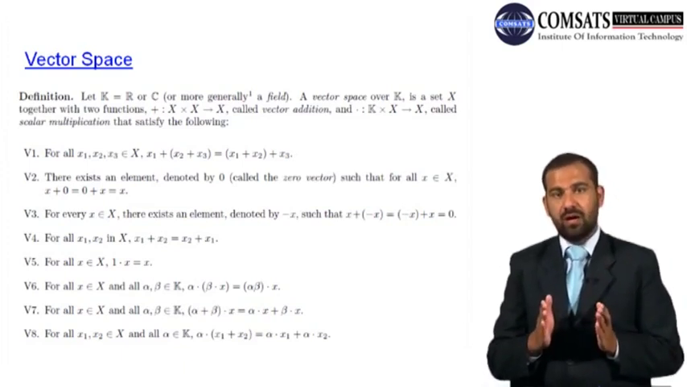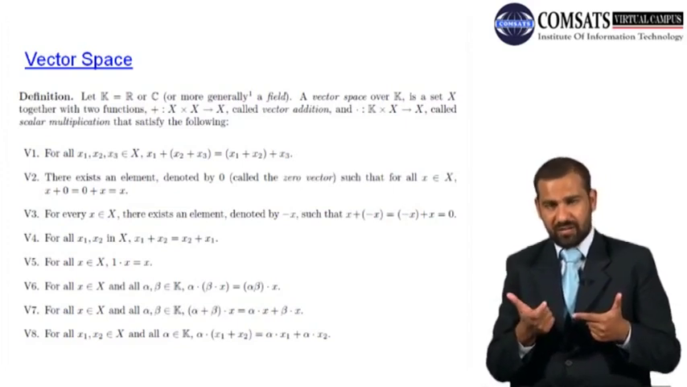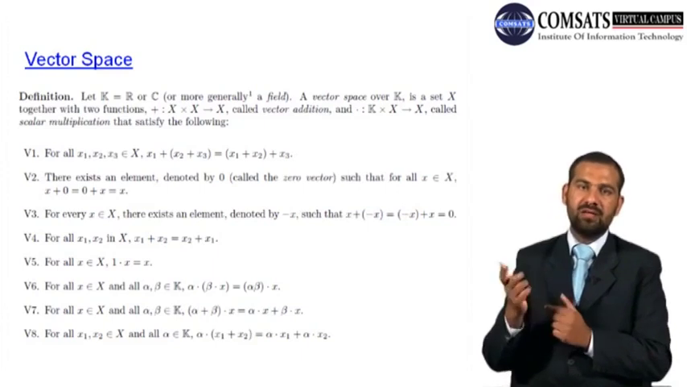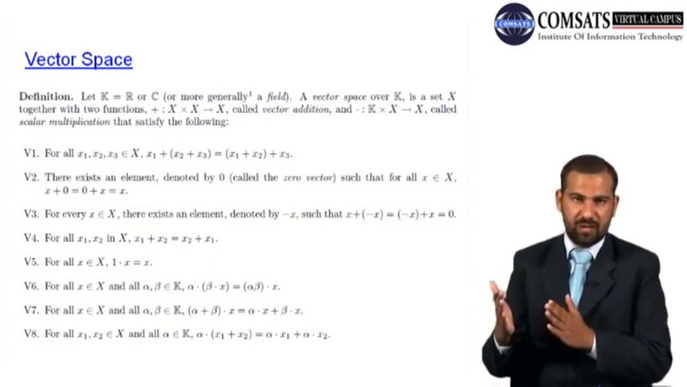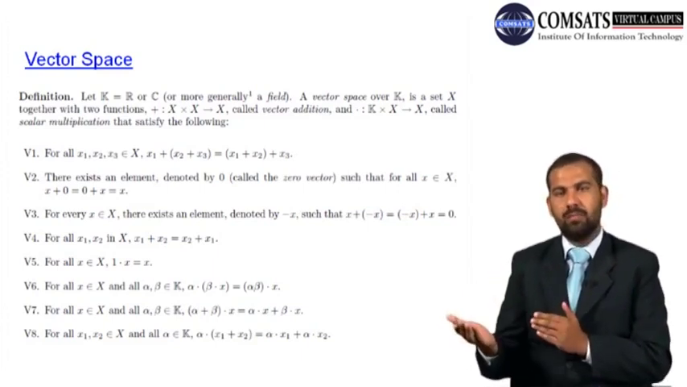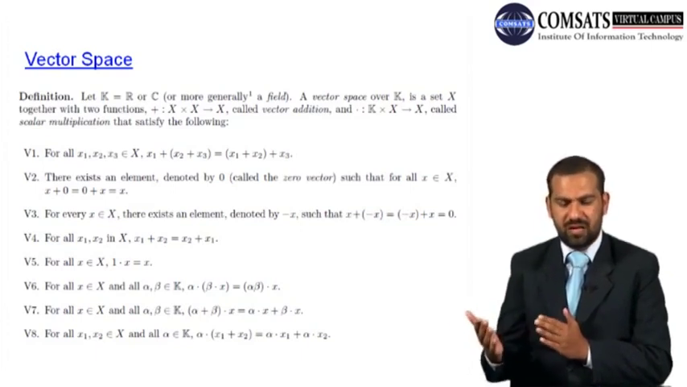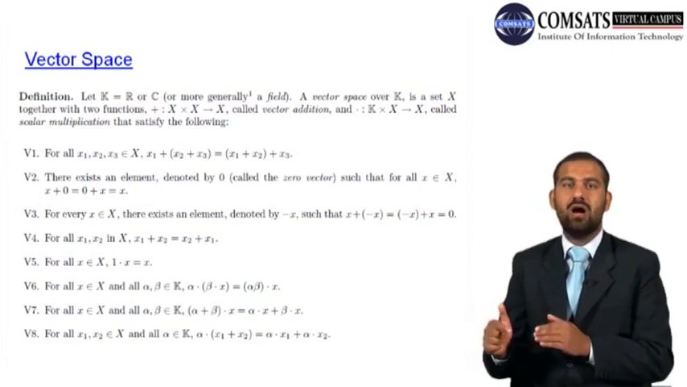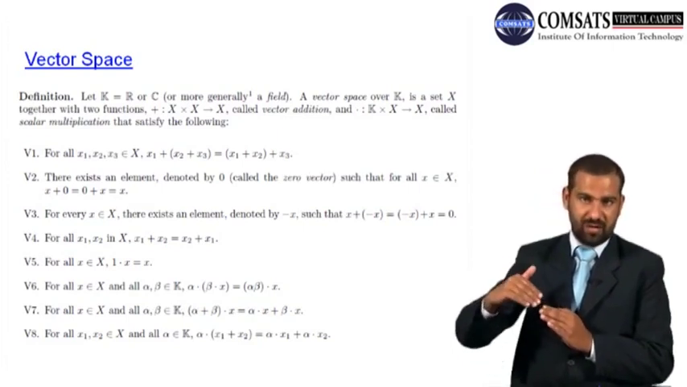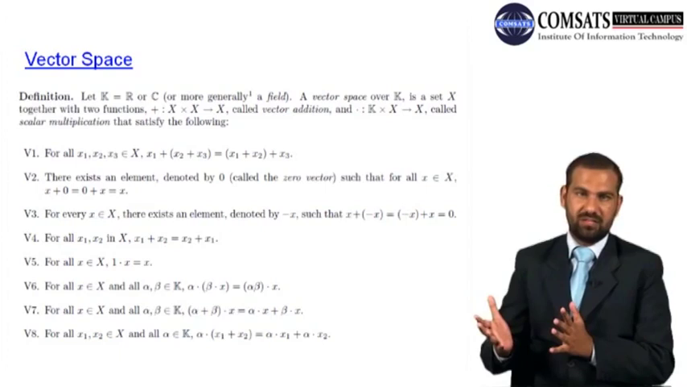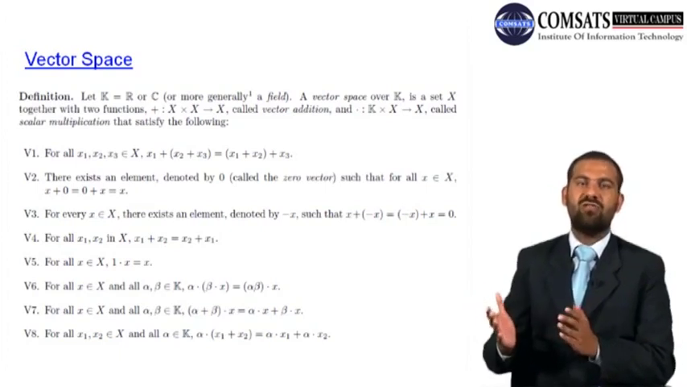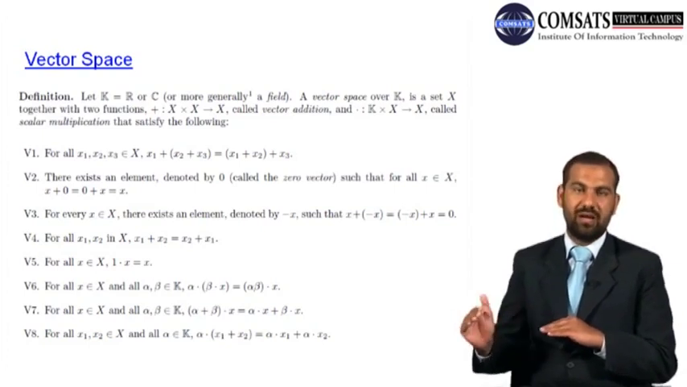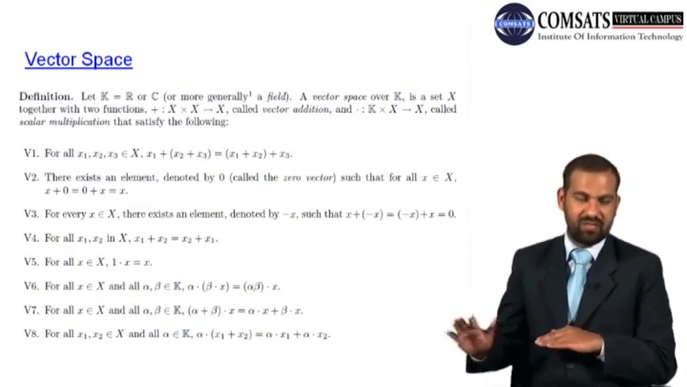For describing a vector space, we must have some field. A field may be the space of real numbers, the set R, or maybe complex numbers. More generally we say it's a field. Normally in our course we take R, the space of all real numbers. You know that real numbers are a collection of rational and irrational numbers, which you already studied in your elementary classes, in the previous classes.